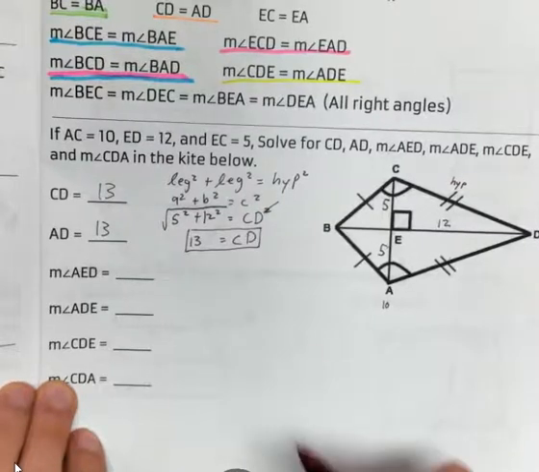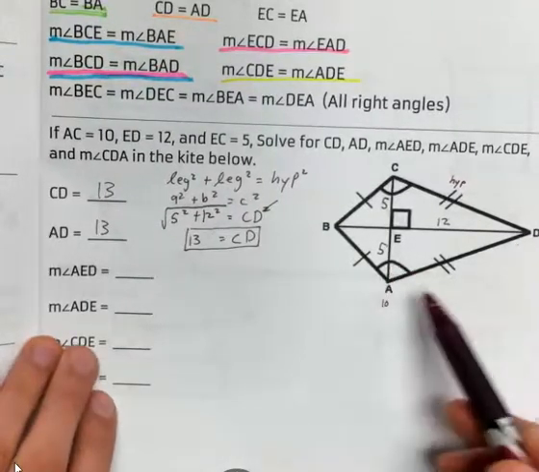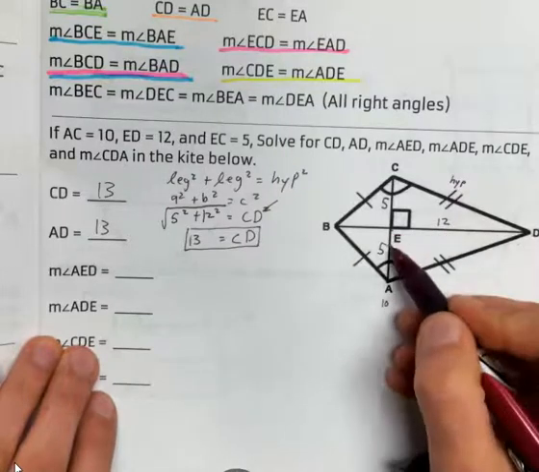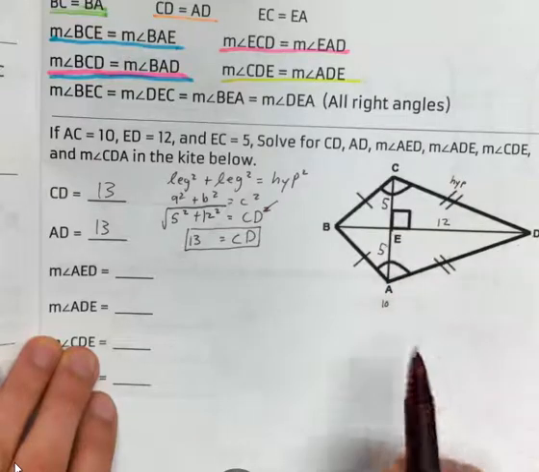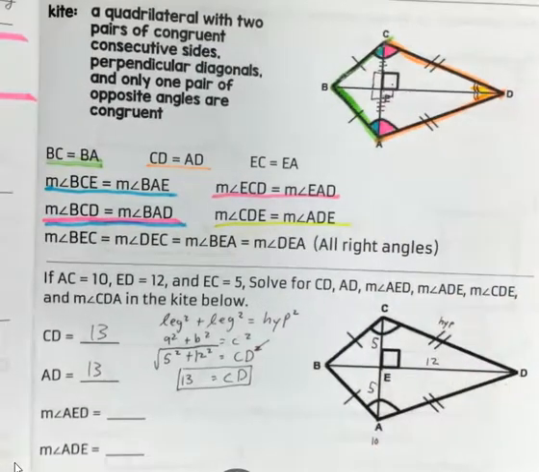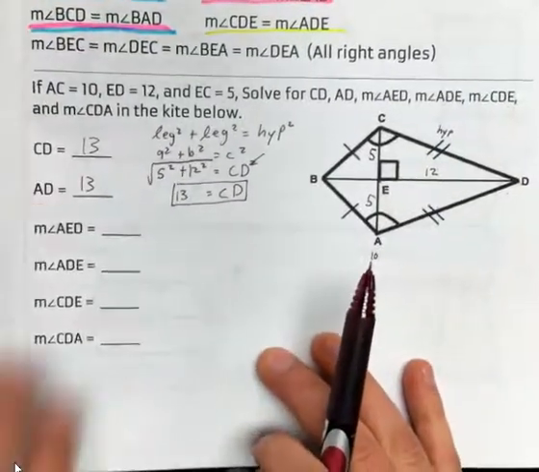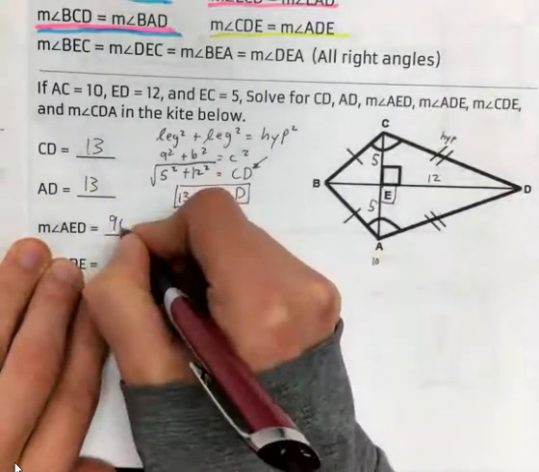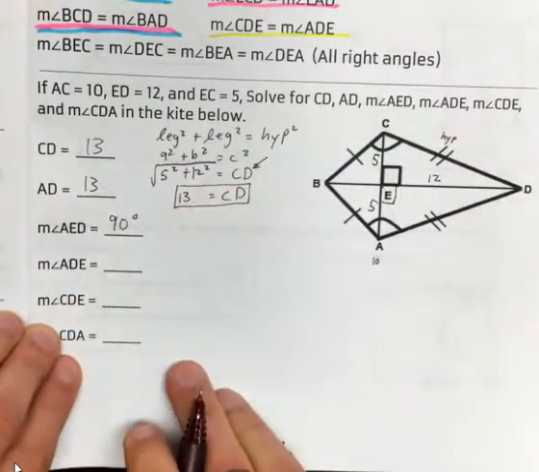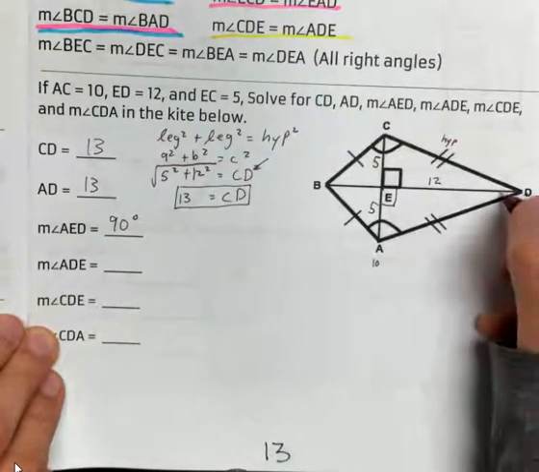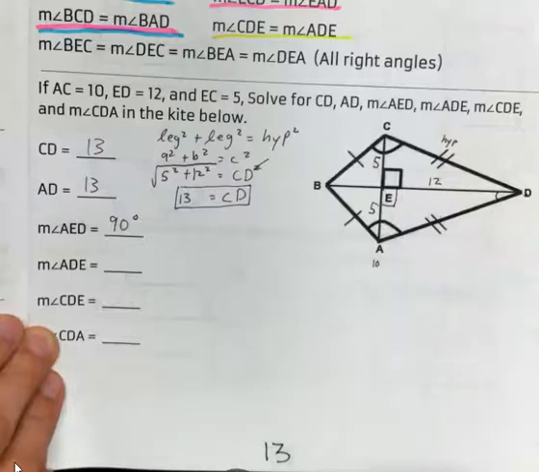Now my angles. Angle AED. So that means that this is my angle in the middle right here. And guess what? When I marked my kite before, we said that angle has to be a right angle. So right angle means it is 90 degrees. That's simple. Angle ADE. I'm going to put a single tick mark, single arc mark there.